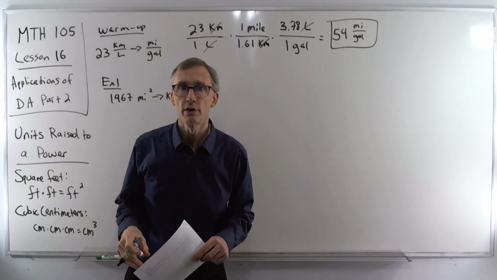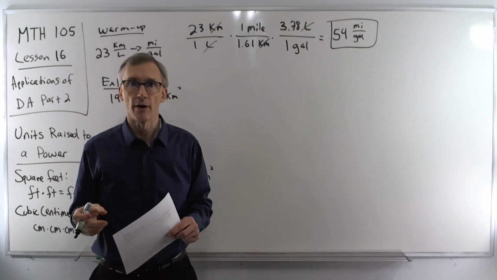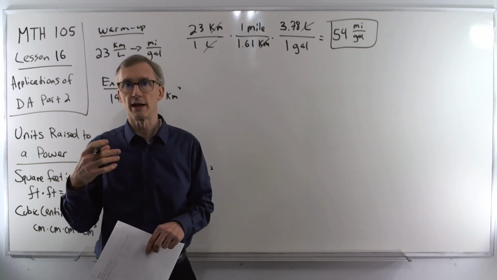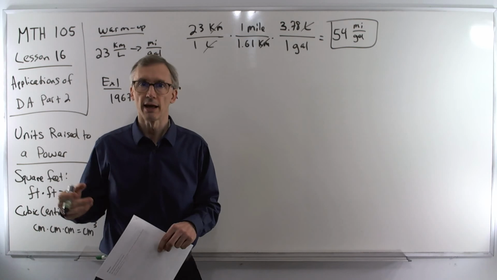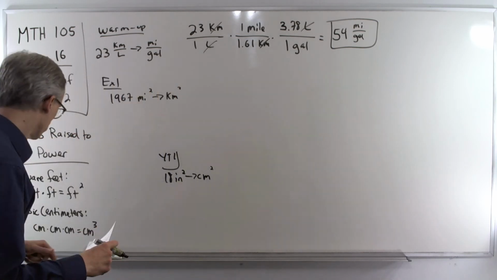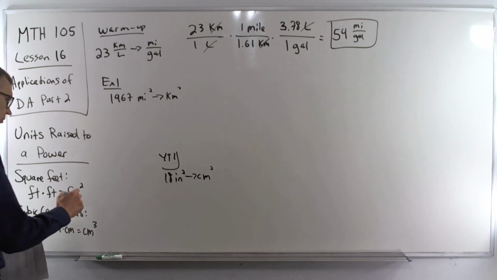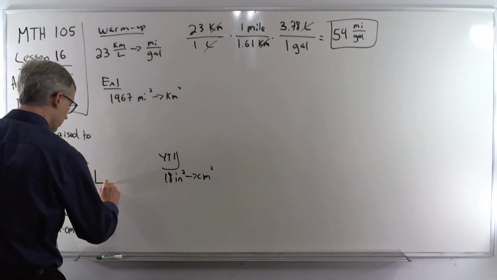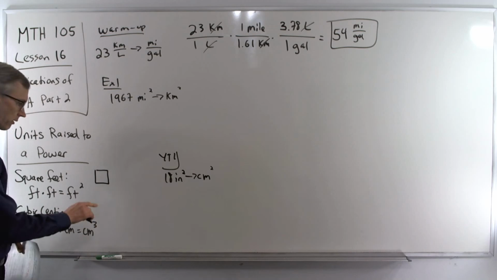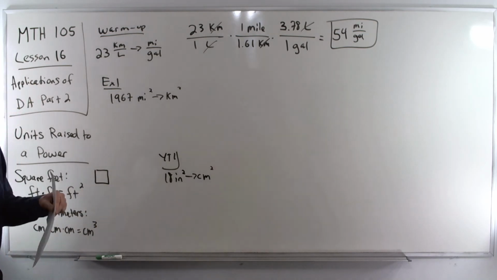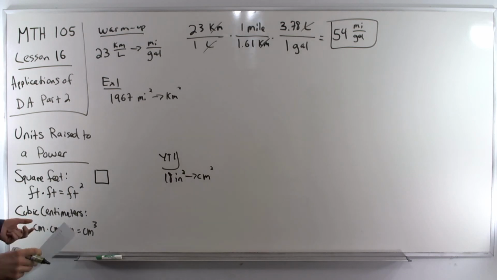Now we're going to be working with units raised to a power. And this is commonly used in things like area and volume calculations and other calculations as well. So one example of an area is square feet. You have square feet, square miles, square kilometers. And with square units, when we're talking about area, we've got a unit of length on one side and a unit of length on the other side. You multiply the two lengths together and you get square units.